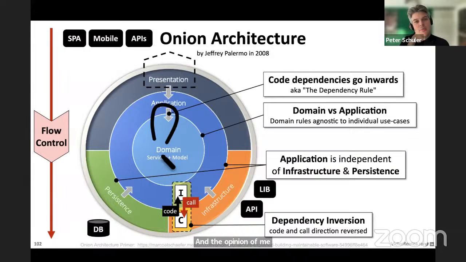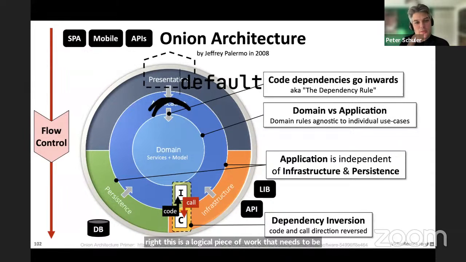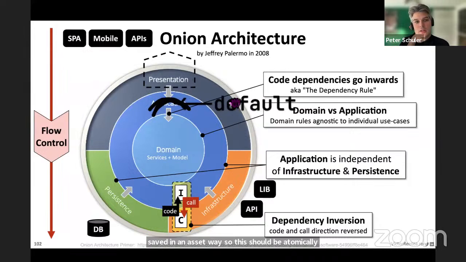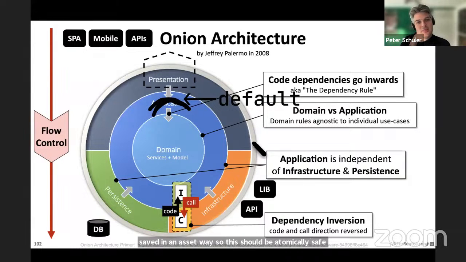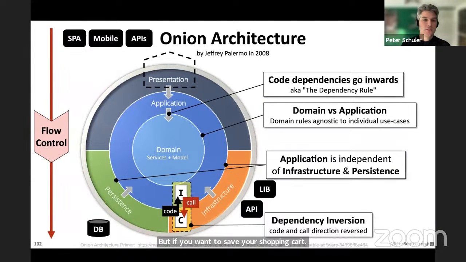I think that should be a place where you say, all right, this is a logical piece of work that needs to be saved in an ACID way. So this should be atomically saved: either everything gets saved or nothing gets saved. That mostly is business logic. If you want to save your shopping cart or your order, you want to make sure everything connected to the order is saved or not.